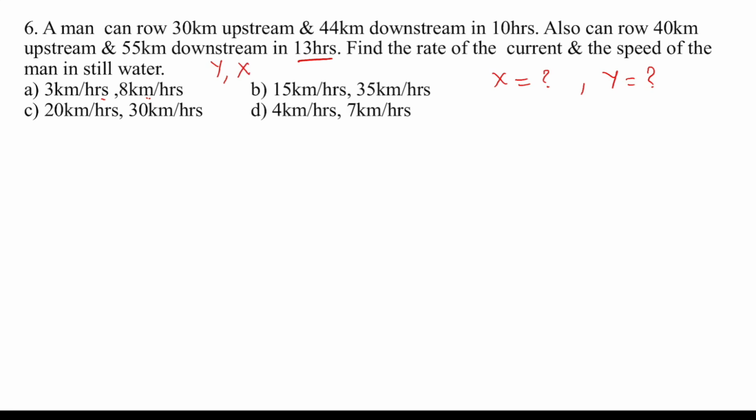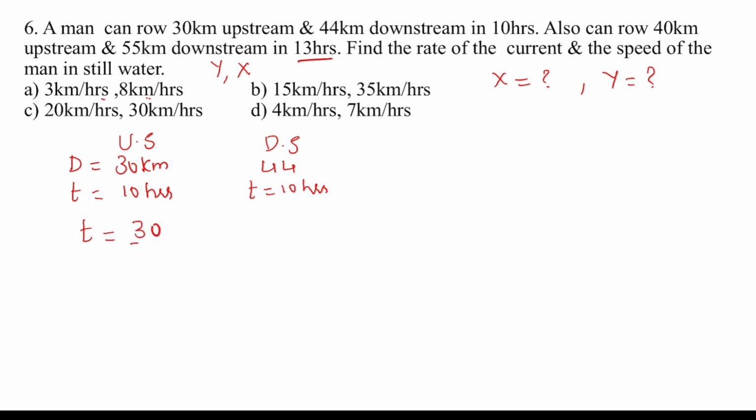Now, upstream distance, how much is he going? 30 kilometer. And time, how much is he taking? 10 hours. And downstream 44 kilometer he is going, and time is 10 hours, which means time is constant. So time is constant means we can take T is equal to D by S.